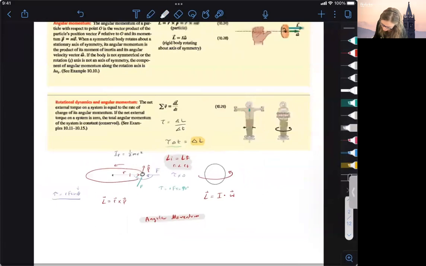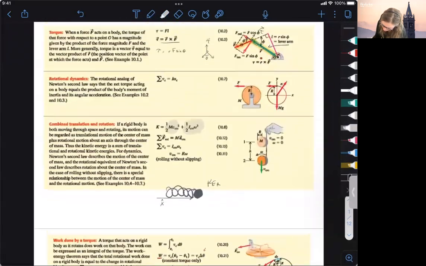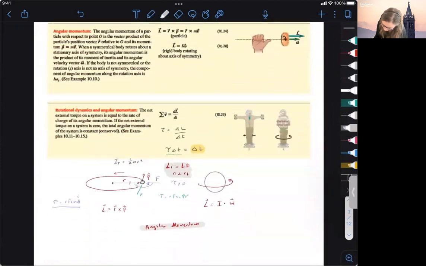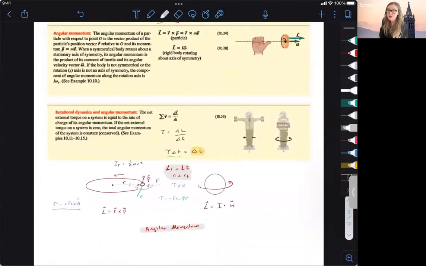Okay, so this was, again, my walkthrough on some of the general equations that we're going to be using today and on some of the concepts that we touched on last time. Now we're going to get into a few more examples for today.